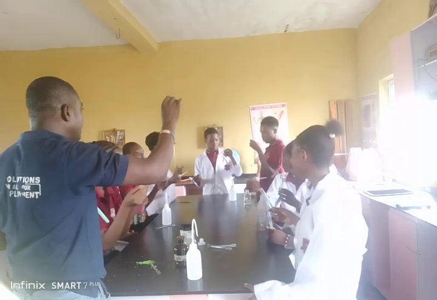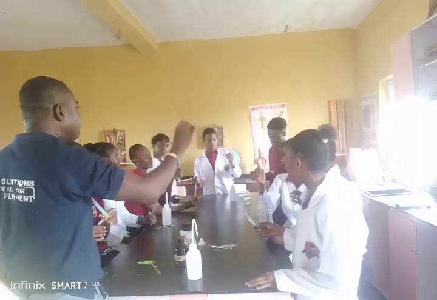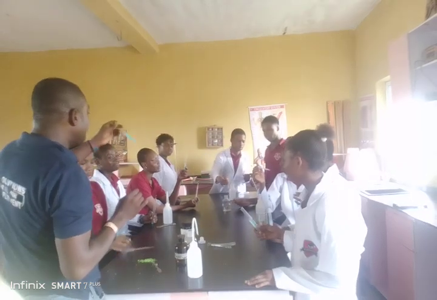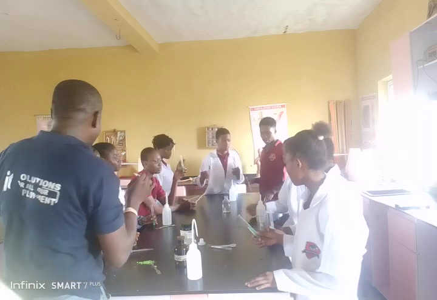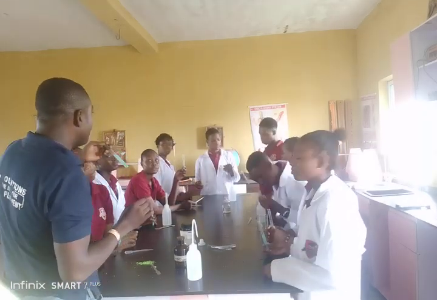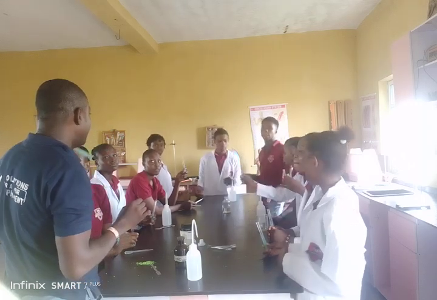This is aqueous ammonia, which is ammonia solution. As I've added it now, this ammonia solution has turned this copper 2 chloride to copper 2 hydroxide. And copper 2 hydroxide is a light blue precipitate.